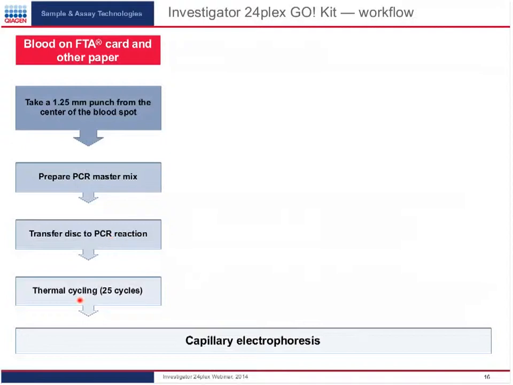So this is 25 cycles here. This is about 45 minutes, so very fast cycling. And then you go to the capillary electrophoresis to analyze the peaks. So this workflow is very easy. You have to prepare your PCR, throw in the punch of the FTA card, start cycling, and then after that the CE analysis.